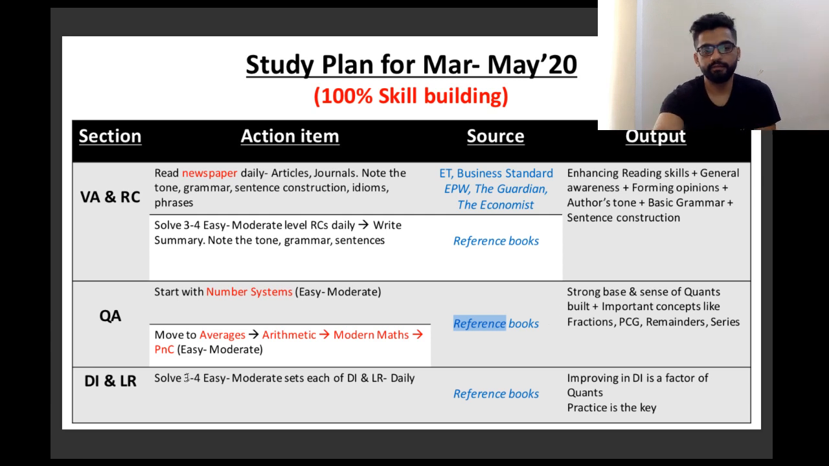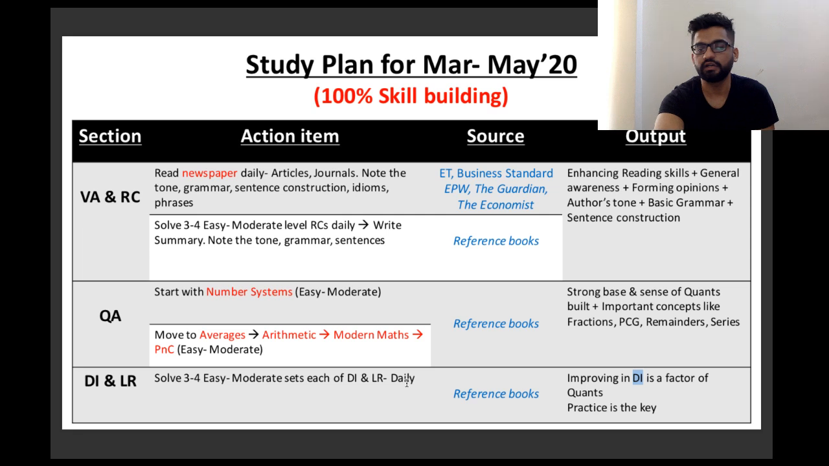Then for DILR, I would say कुछ मत करो DILR के लिए, कुछ separate preparation नहीं चाहिए. All you need to do is solve 3 to 4 easy to moderate level sets every day. That's it. From where? From reference books. Improving in DI is a factor of quants. ठीक है, DI में आप ऐसा कुछ नहीं देखोगे. Of course, initially थोड़ा time spend करो ये जानने के लिए कि कौन कौन से formats होते हैं DI के.